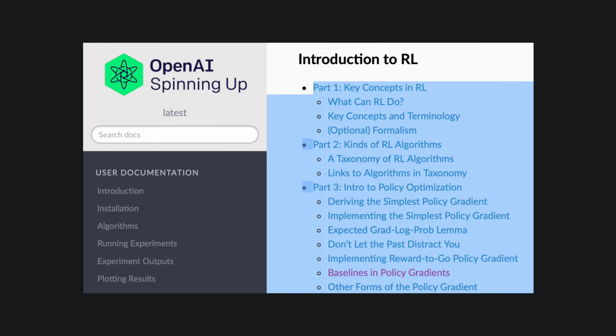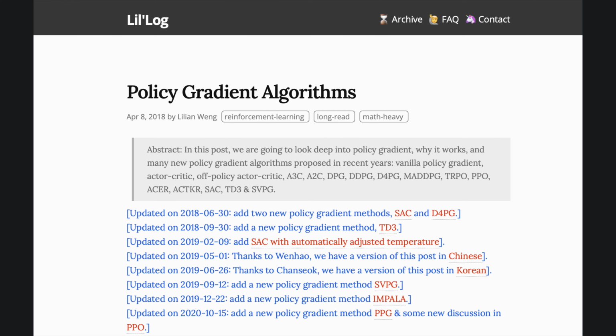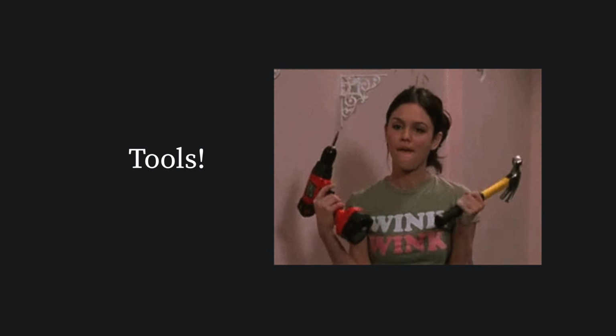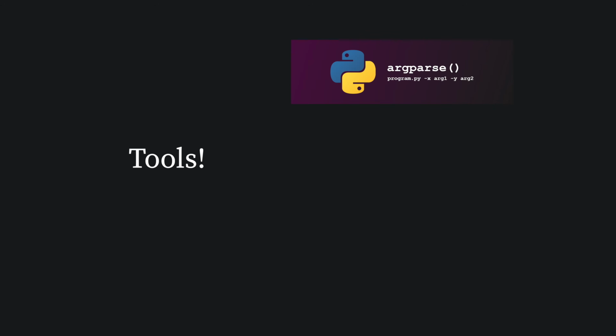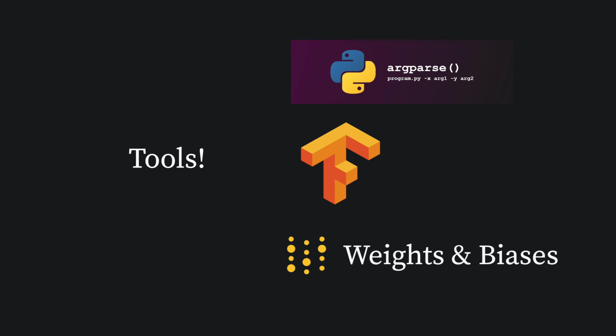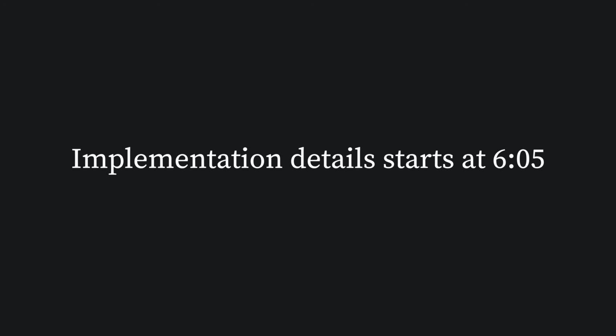To read more on RL and PPO, I highly recommend checking out Joshua Achiam's OpenAI Spinning Up, which is a very beginner-friendly educational resource. For more intrigued readers, the Policy Gradient Algorithms blog post from Lilian Weng's Log is also a fantastic resource. The first part of this video is logistics setup on quality of life developer tools such as argparse, TensorBoard, and Weights and Biases, so feel free to jump to the following timestamp when the implementation details actually start.